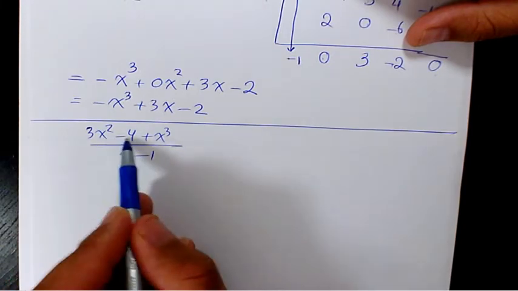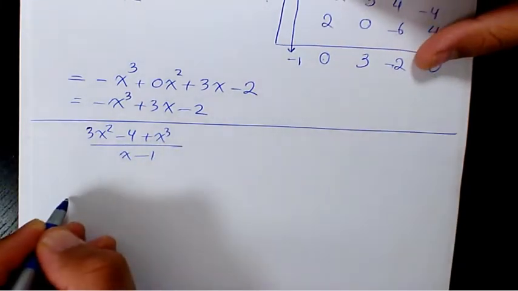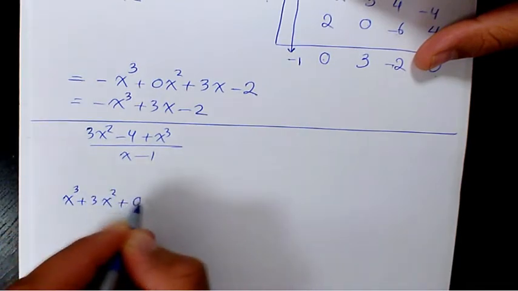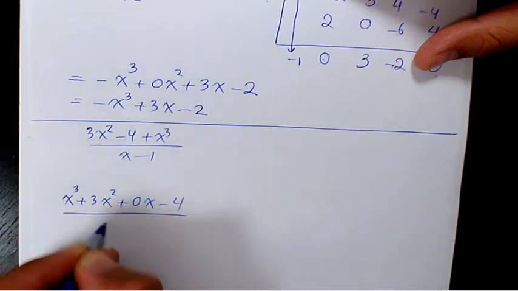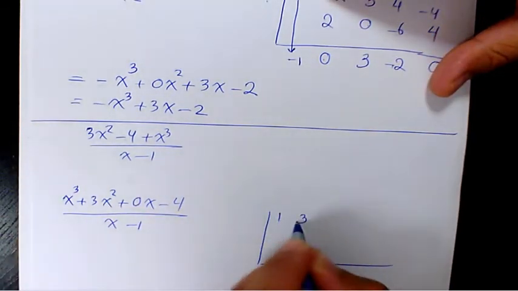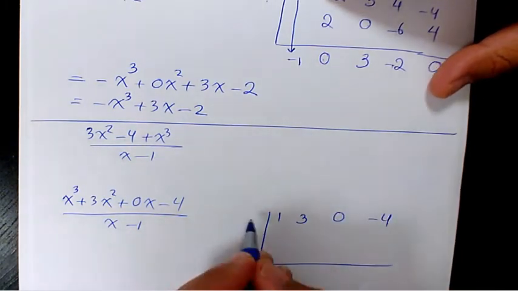That's it. Next one, 3x squared minus 4 plus x cubed divided by x minus 1. So I'm going to say that's the same as x cubed plus 3x squared plus 0x minus 4 divided by x minus 1. So that's 1, 3, 0 and -4, and the root of x minus 1 is 1.